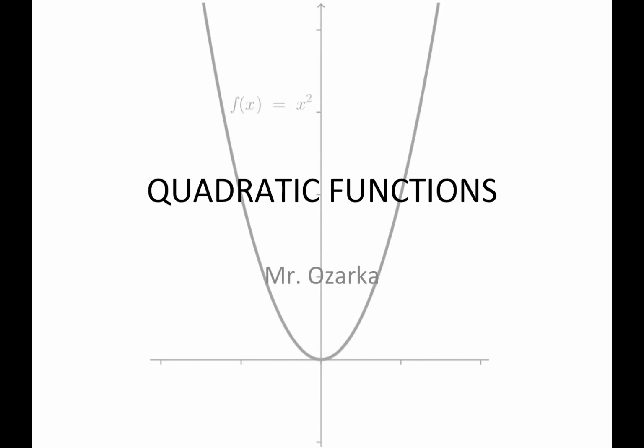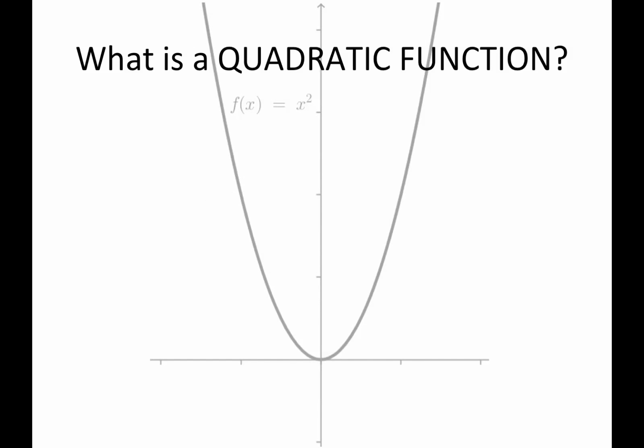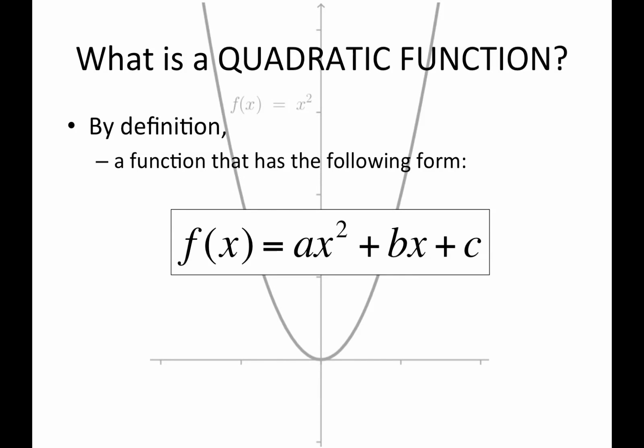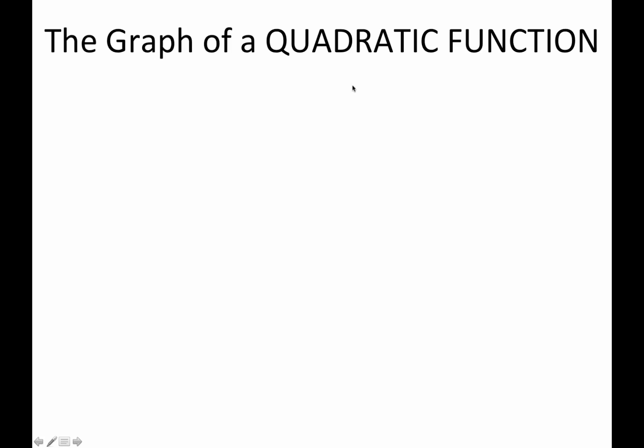Alright, so here's a quick tutorial about quadratic functions. So what is a quadratic function? Well, by definition, it's a function that has the following form: f of x equals ax squared plus bx plus c. And this happens when a is not equal to 0. That's really important because if a was equal to 0, then you would just have a linear function, not a quadratic. The graph of a quadratic function forms a parabola.